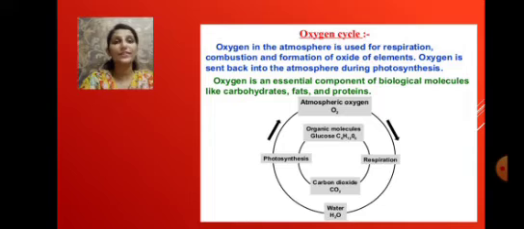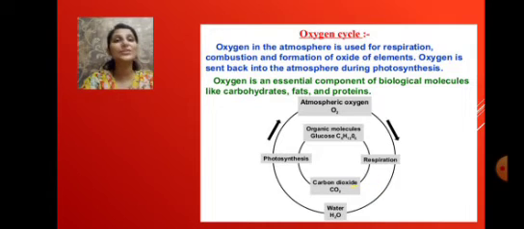21% of the atmosphere is composed of oxygen. And this oxygen is also seen in the form of oxides: carbon dioxide, nitrogen oxides, sulfur oxides. All these oxides are formed with the help of oxygen. So oxygen is utilized from the atmosphere for respiration. For the breathing process, for inhalation, we take in oxygen. And after respiration, what do we release out?